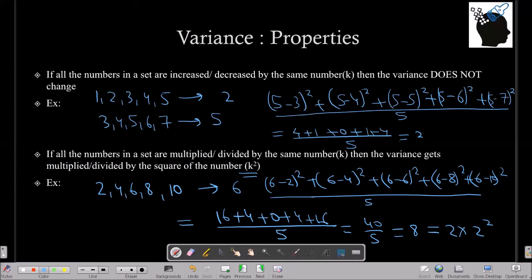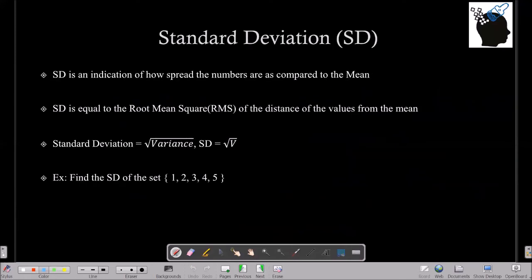Now let's talk about standard deviation. Standard deviation, also called SD, is an indication of how spread out the values are as compared to the mean. That means in a set, if all the values are very close to the mean, the standard deviation is going to be very small as compared to a set where the values are far away from the mean. So standard deviation is equal to the root mean square of the distance of the values from the mean. That means standard deviation is equal to the square root of variance.